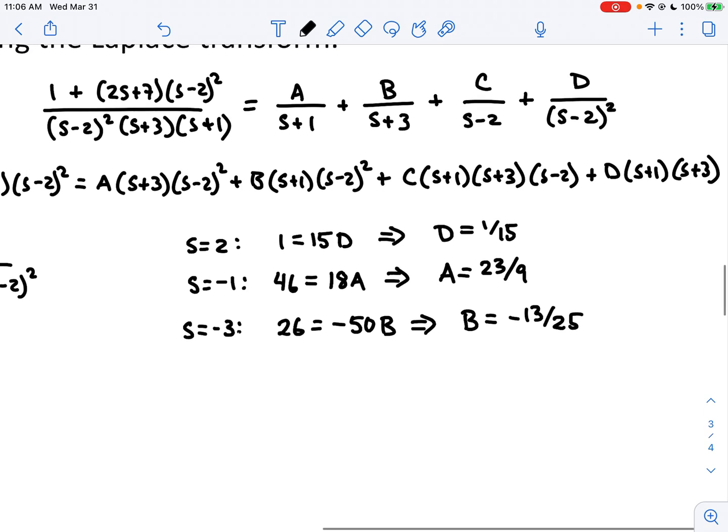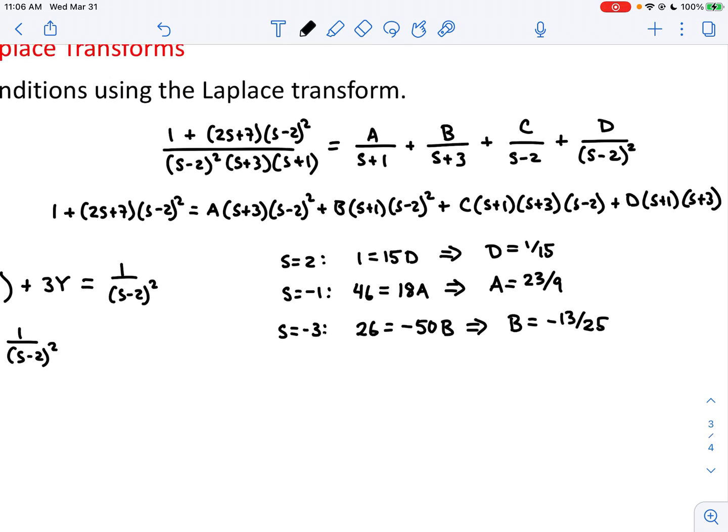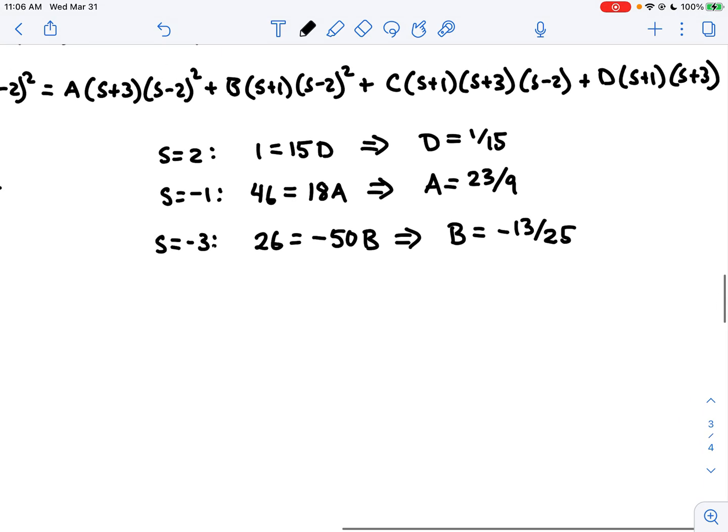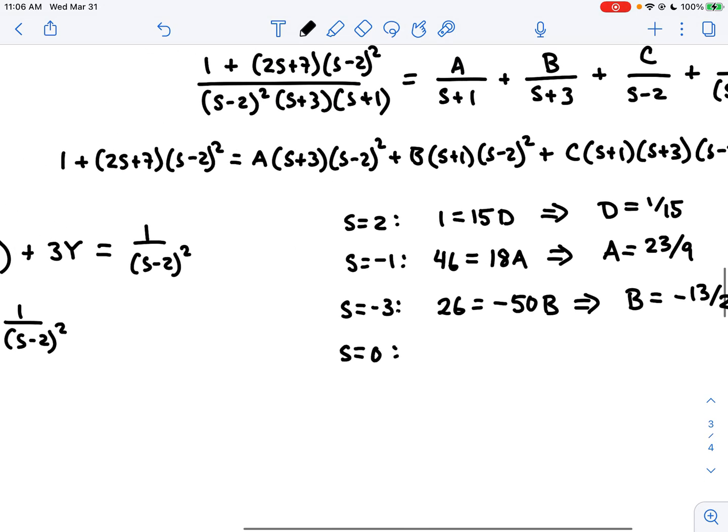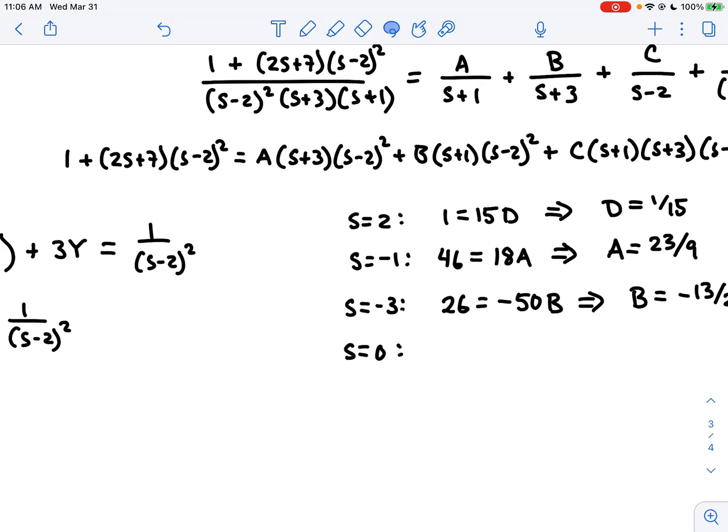And these are the only choices of s that will cancel, but I have 3 out of the 4 unknowns, so I can pick any choice of s now. 0 would be an easy one to choose. And let's see what equation emerges as a result. So we have 7 right there. This is a 4. 4 times 7 is 28 plus 1, so we get a 29 on the left side of the equation.